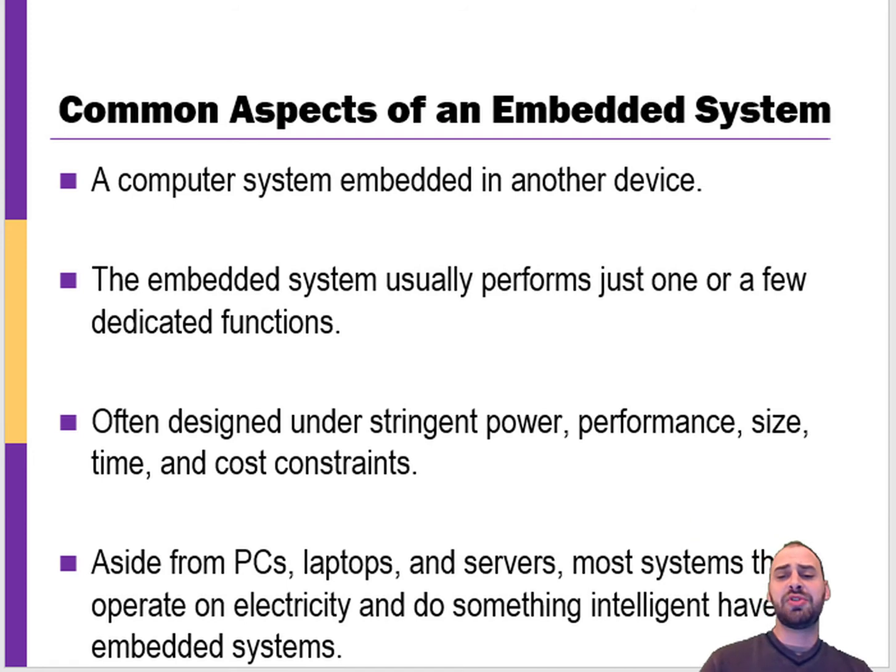So we've got some general purpose types of computing systems, your personal computers, your laptops, your servers, okay? Most systems that operate on electricity and do something intelligent have embedded systems, right? If we ignore these general purpose machines, anything operating on electricity that has some sort of intelligent behavior has some sort of microcontroller or microprocessor in there, and that constitutes an embedded system. It has a computational component embedded within it.